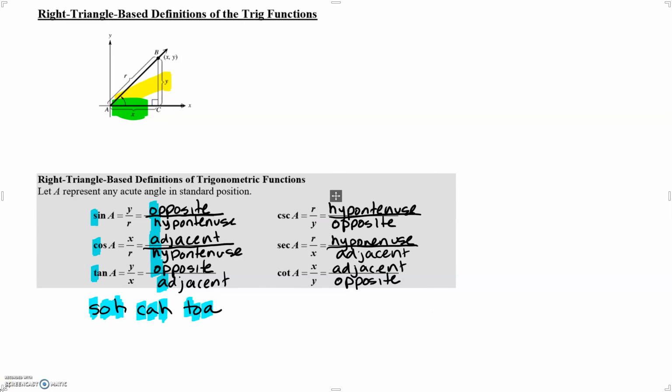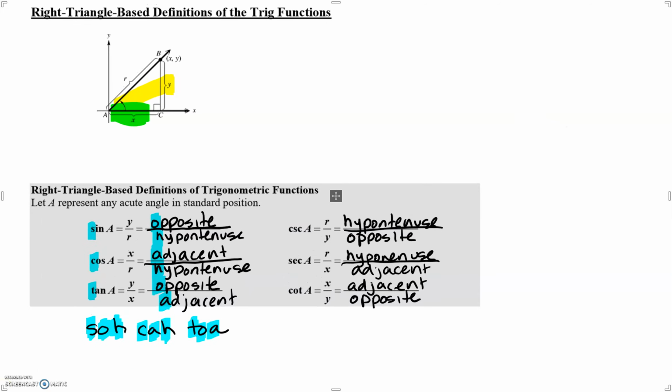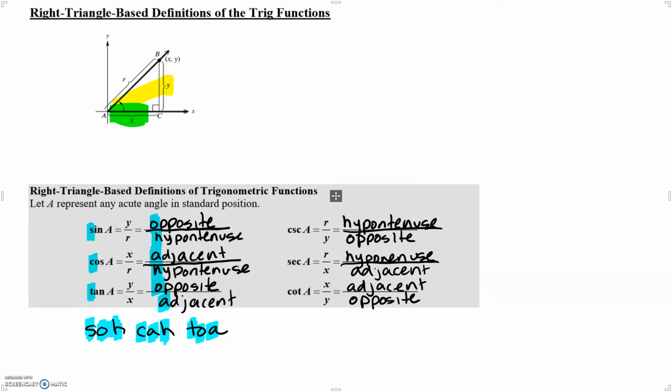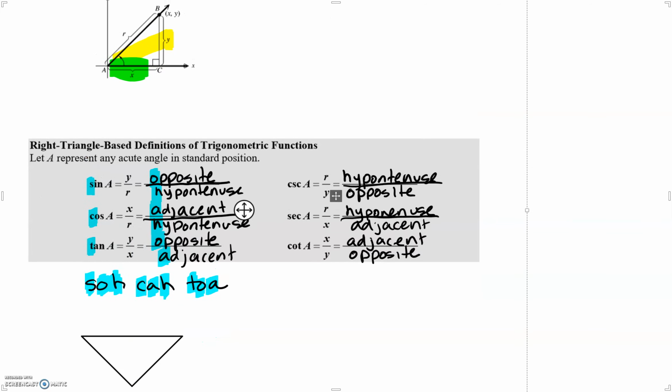So you might be asking, what's the difference? Why are we even doing this? Well, now it doesn't matter what position our triangle is in. It does not need to be in standard position. So let me show you an example of that. Let's choose an upside down position where the right angle is right here. This is not in standard position.